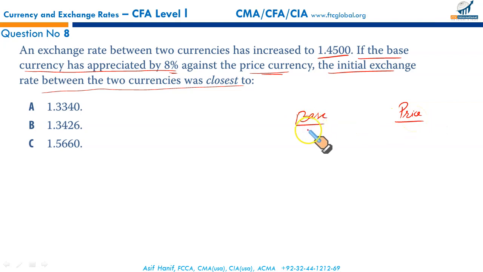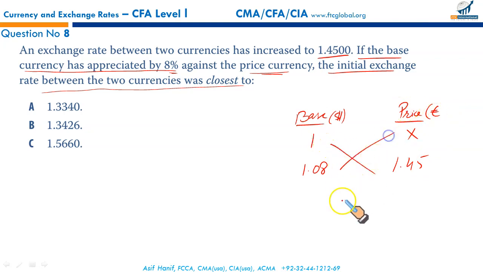Let's just talk about base currency being dollar and price currency being euros, right? So originally the base currency $1 got you X euros, and now the new exchange rate is that the base currency has appreciated by 8%, which means now it's 1.08, and this gets you 1.45 euros. What was the original price currency value with regard to $1? So you simply make a cross.